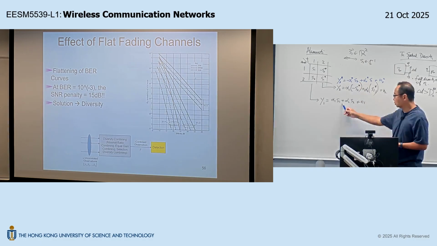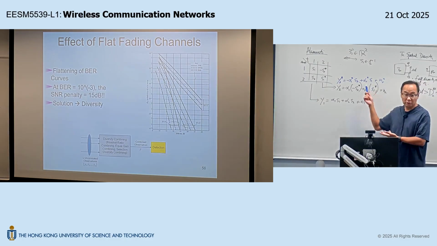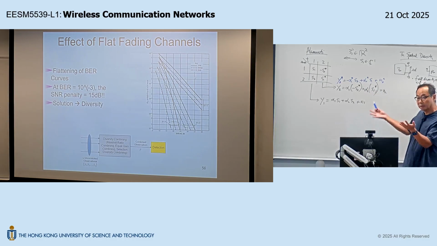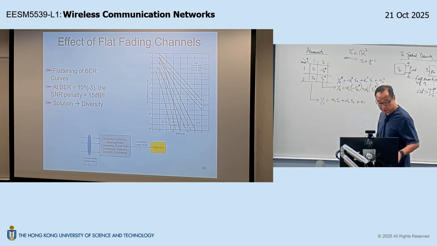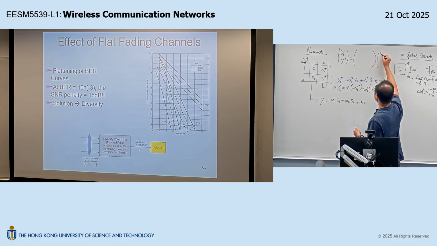The two unknowns are S1 and S2. The two observations give you two equations, right? These are linear equations, and you can write this in matrix form, right? You will have Y1, Y2 conjugate equals a coefficient matrix times S1, S2, plus the noise.